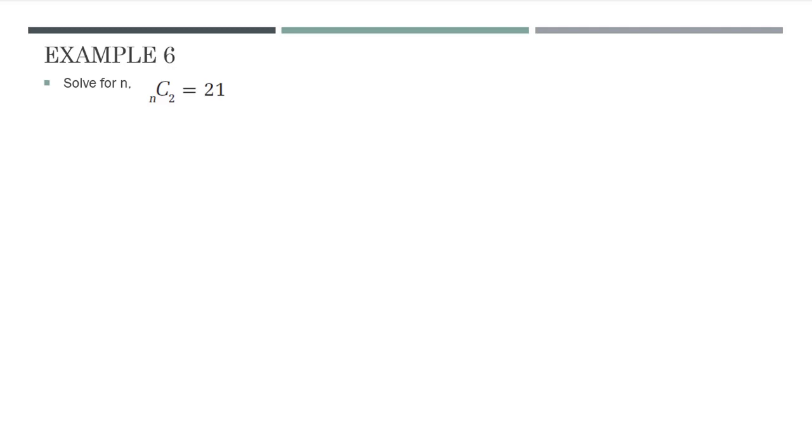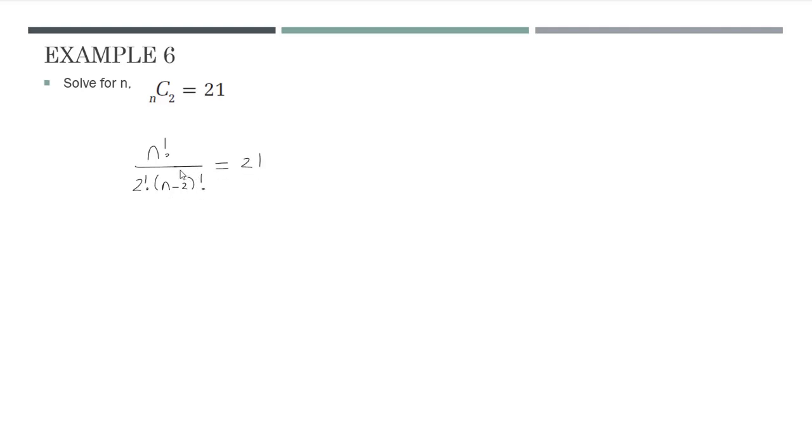Now let's get away from the word problems and look at some more conceptual questions. So we have: solve for n. We have n choose 2 equals 21. All right, well, I'm going to write this using the formula. So it's going to be n factorial over, well, we're choosing 2, so 2 factorial, and then it's going to be n minus 2 factorial, all equal to 21.